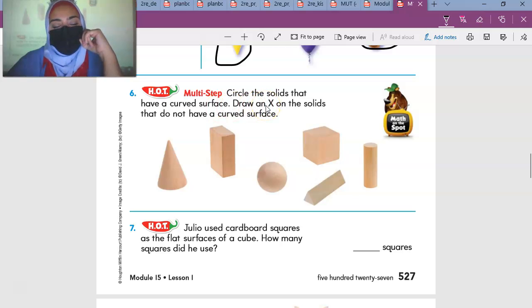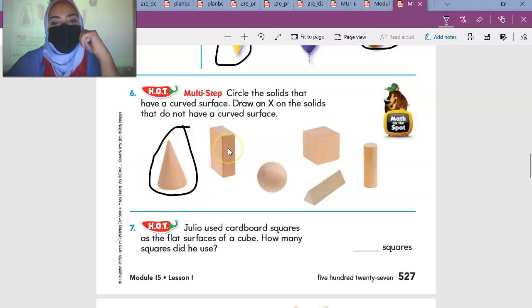Draw an X on the solids that do not have a curved surface. So let's start with the first part. It says circle the solids that have a curved surface. Does the cone have a curved surface? Curved surface means it rolls. Can a cone roll? Yes. Can a rectangular prism roll? Can a sphere roll? Can a cube roll? No. Can a triangular prism roll? Can a cylinder roll? Yes.